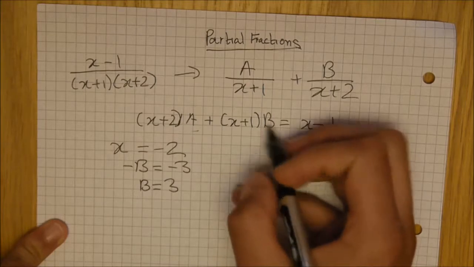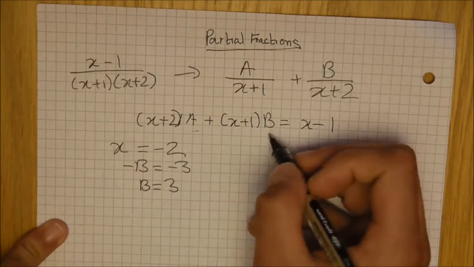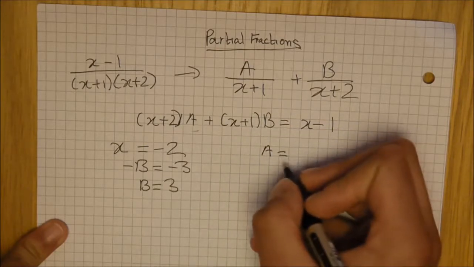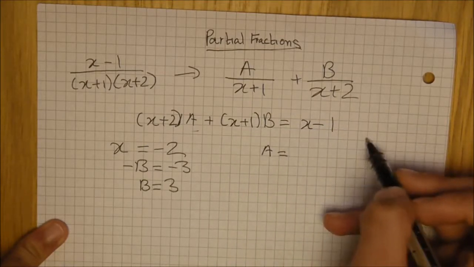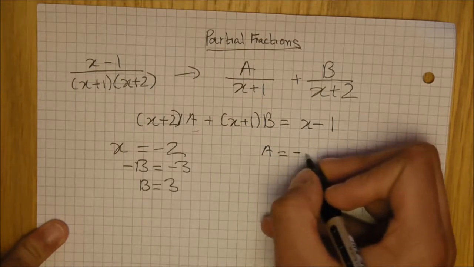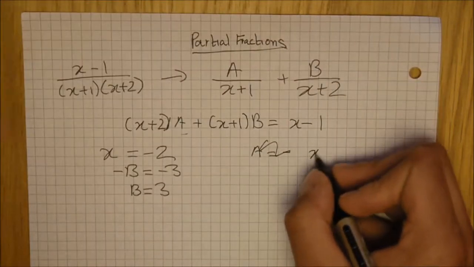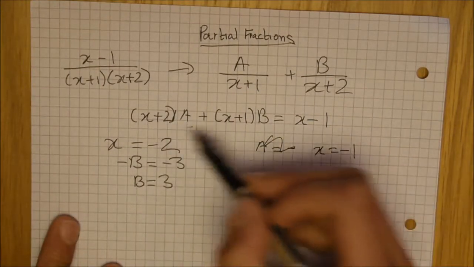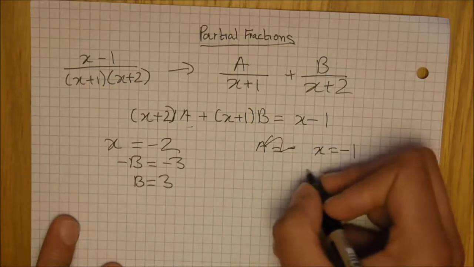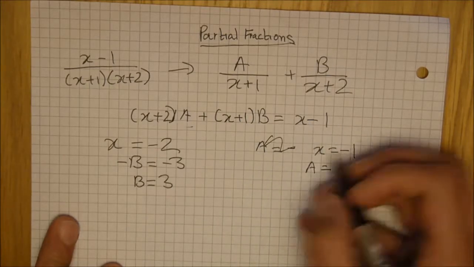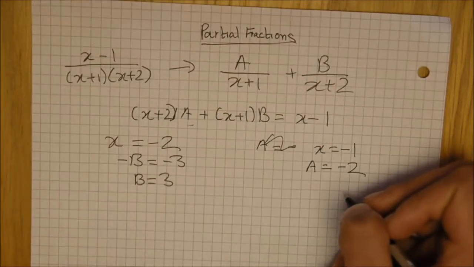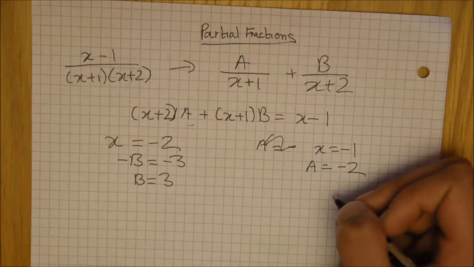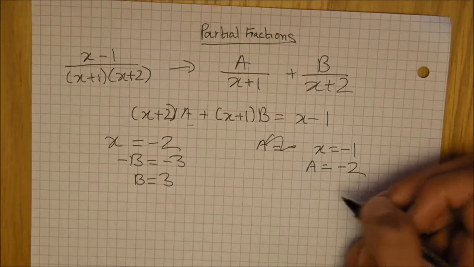And then we can also do the opposite and make x equal to minus 1. Sorry, let me actually write this out. x equals minus 1. So minus 1 plus 2 is 1, so a equals minus 1, minus 1, minus 2. So the question you're going to be asking yourself is, well, is this right? And we're going to find out whether it is or not now.